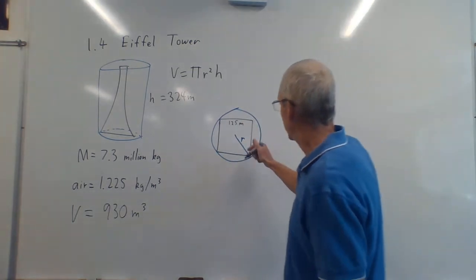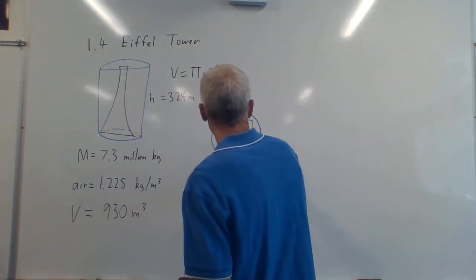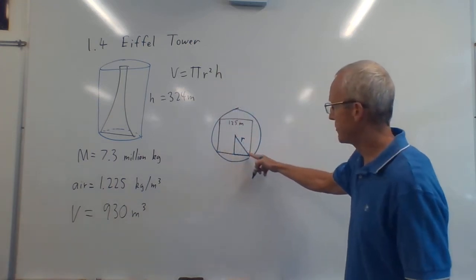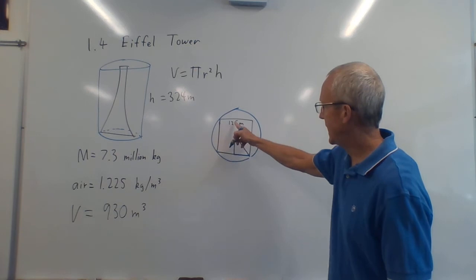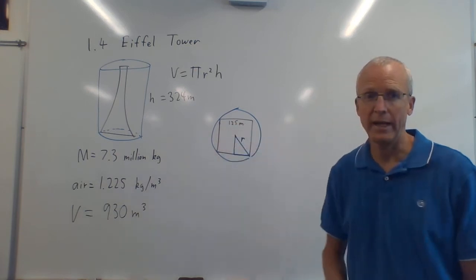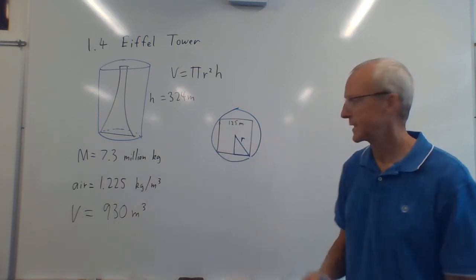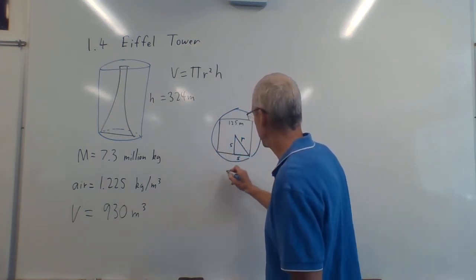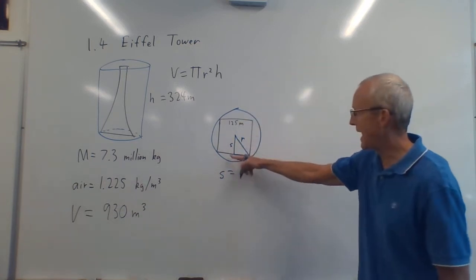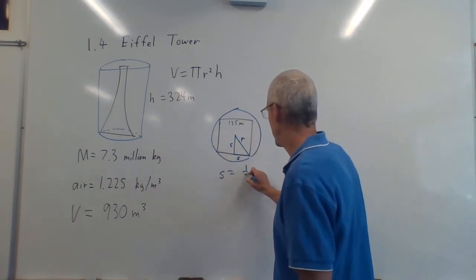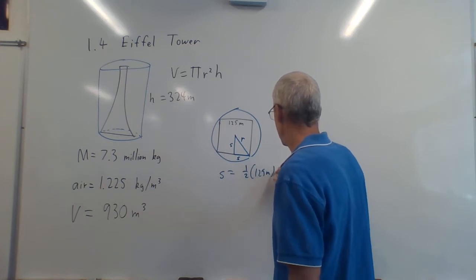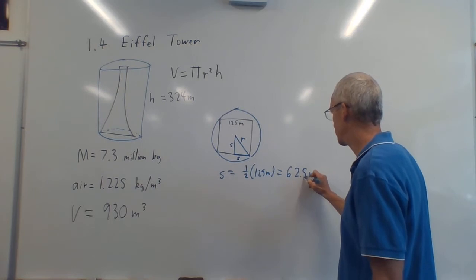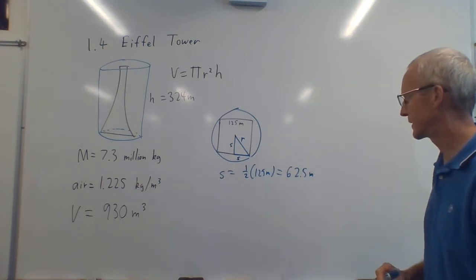So let's see. Let's draw a little triangle here. So there's our radius. So we want to know the hypotenuse here. And we know each side here and here is half of that. Okay, does that make sense? So this side of the rectangle, let's call it S for side, and this side right here, that S is clearly half of the square. So that's 1/2 of 125 meters, which is 62.5 meters. 62.5 meters, I think that's right.